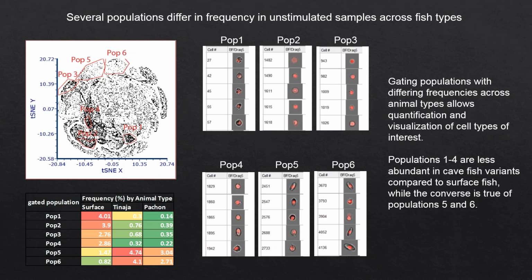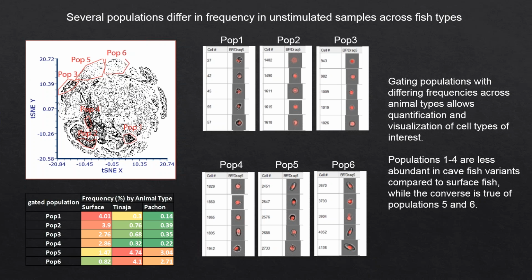So population 1 is highly granular. This has a higher side scatter. So these likely correspond to a myelomonocyte population. We can confirm that by looking back at area versus side scatter, and they're definitely in the location where we know myelomonocytes should be in fish.